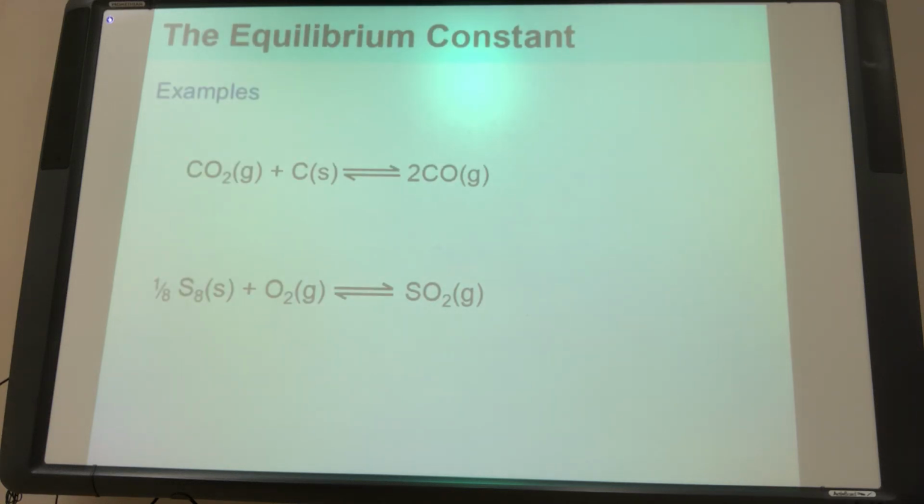So let's look at this example. I have CO2 gas, carbon solid, and then 2 carbon monoxide gas. And I want to write the KC. Now here I have gases and solids. Here's the exception. When we write the KC, all pure solids are omitted from my KC value. And I'm going to explain why that's the case on the next slide, okay? So for now, if I say that solids are omitted, then this is how you would write the KC.